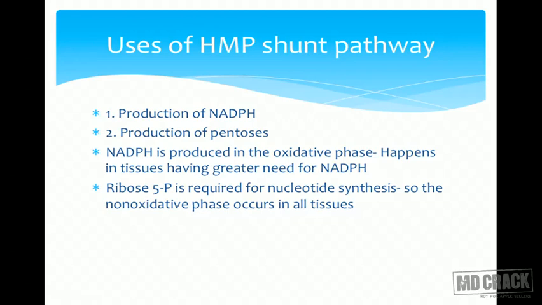Should I produce NADPH or should I produce ribose 5-phosphate? If ribose 5-phosphate goes off, the amount of NADPH produced will decrease. Why? Otherwise fructose 6-phosphate and the intermediates are formed, which will come back into the HMP shunt and produce more NADPH. So depending on the tissue need, one of these will be produced.